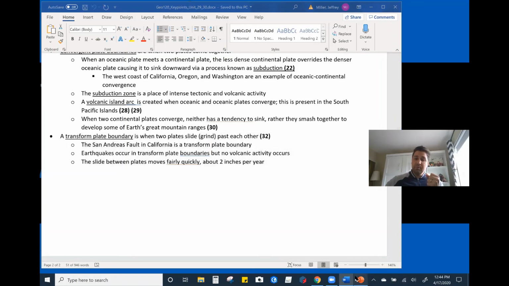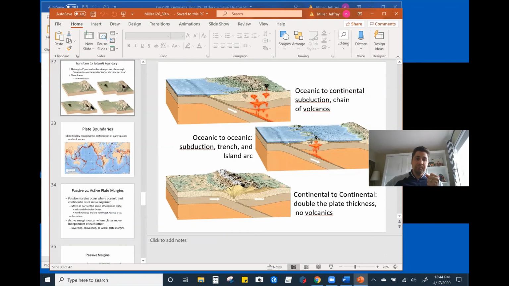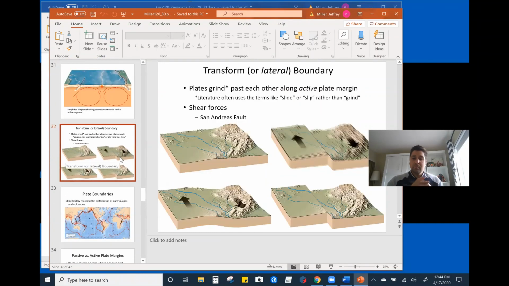Looking at 32, just to wrap this up, here's an example of a transform plate boundary. Like I said, sliding apart from one another, and things that used to be maybe continuous next to each other, now there's a shift where they're not so much the case.